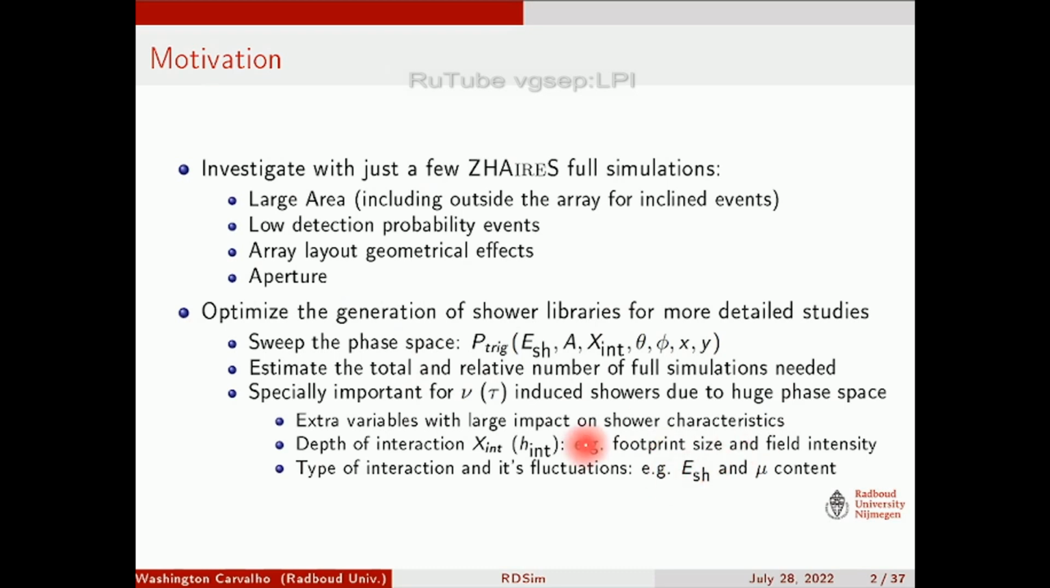This is especially important for neutrino and tau decay events, because you have extra variables with those. For a regular shower, we always start at the top of the atmosphere, while for neutrino showers, we have this extra variable, which is the depth where the first interaction occurs.